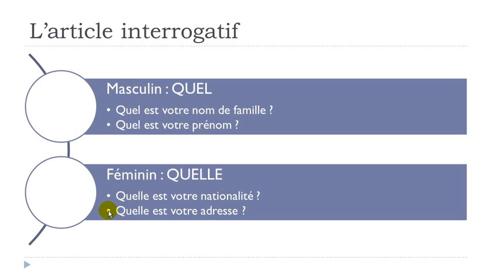Okay, and then here we've got two examples. So for the same reason as previously, we had this nom and then prénom. They were masculine words, so you will have to put this quel form at the masculine. And then here, nationalité and adresse. So nationality, address, are feminine words. So it does mean that you will have to use this article interrogatif, quel, at the feminine form. Quel est, what is, votre, your, nationalité. What is your nationality? Quelle est votre nationalité? Okay. Quelle est votre adresse? What is your address? Okay.